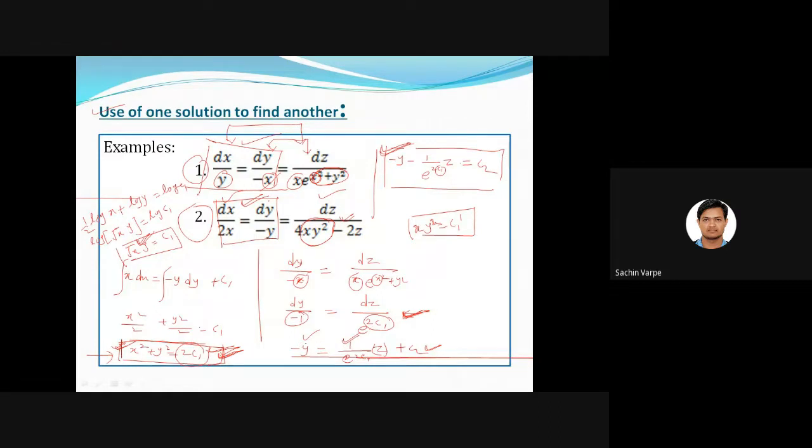Is it clear now? Yes, sir. Okay, so this is how we can get the linearly independent solution. Remember, this is not the only possibility. We can have different possibilities, different mathematical solutions, to get a different solution which is linearly independent of the first one.